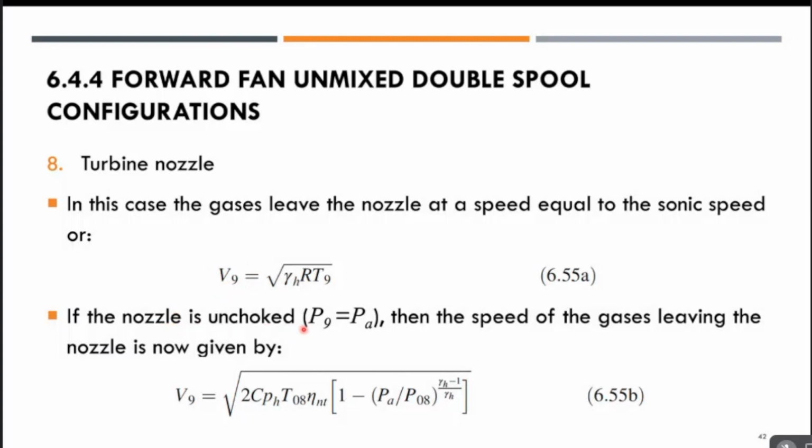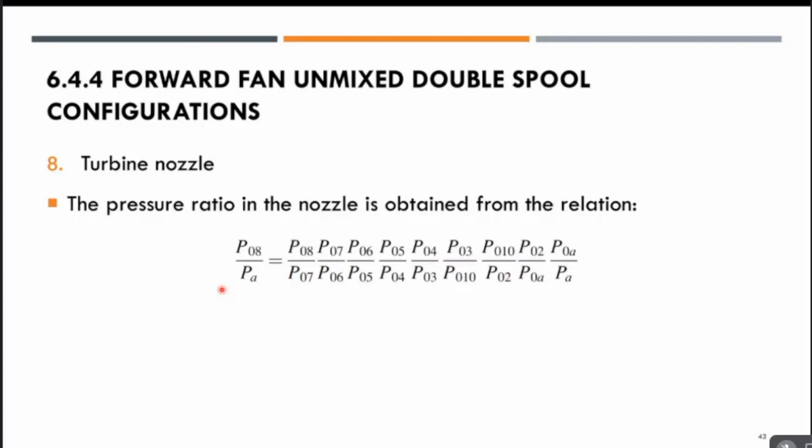If the nozzle is unchoked, P9 equals PA, atmospheric, and the speed of the gas leaving the nozzle is given by a lengthy expression over here. V9 will be different. So you have to keep in mind that depending on whether the nozzle is choked or unchoked, you will have a different velocity exiting the nozzle. The pressure ratio in the nozzle is obtained from the relation P08 over PA, and you can use all the parameters that we have obtained earlier.